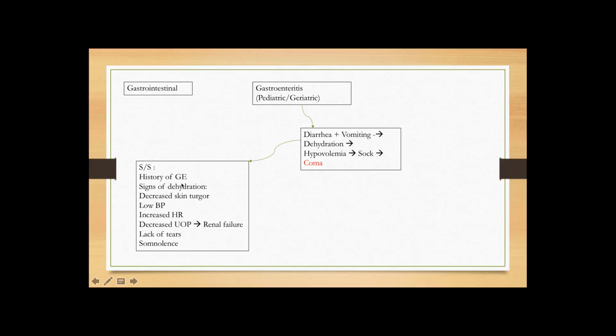And symptoms and signs, of course, will be that there will be history of gastroenteritis, signs of dehydration, skin turgor will be low, so of course there is massive vasoconstriction that's causing it, and causing decreased capillary refill, and then the blood pressure will be low, heart rate will be up, and again that is happening because of compensatory mechanisms. And then urine output will be low, because the body is going to try to retain all the fluid in the body to maintain blood pressure.